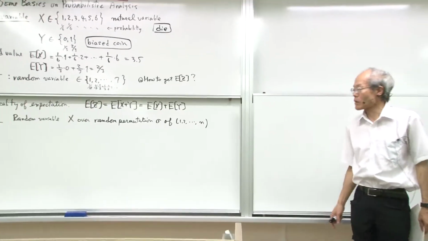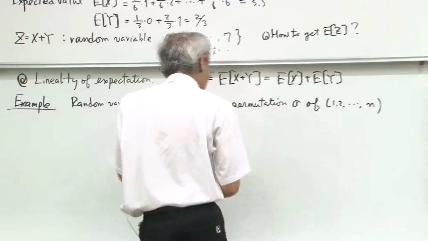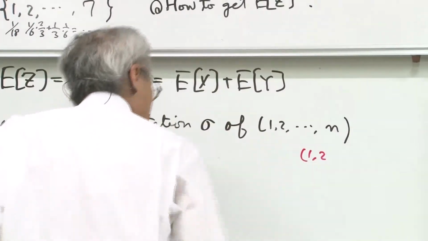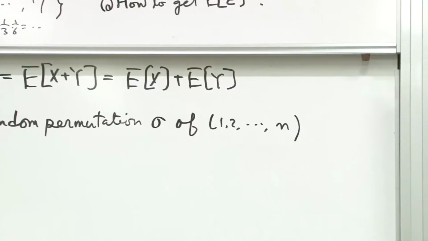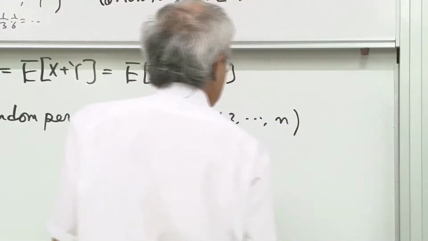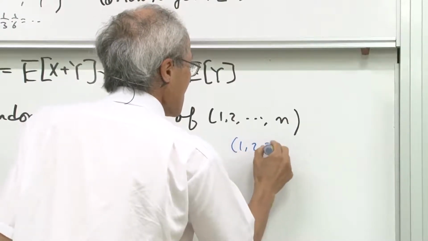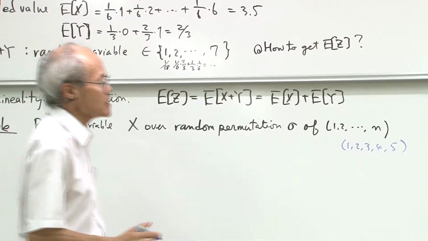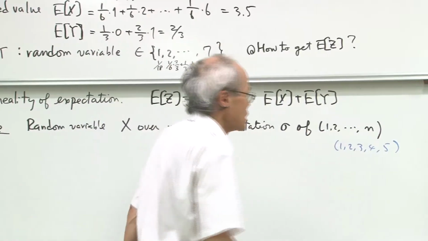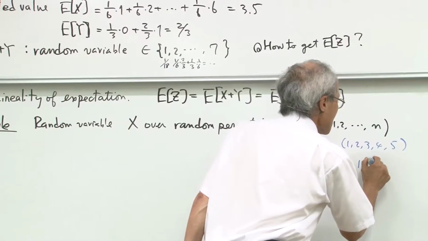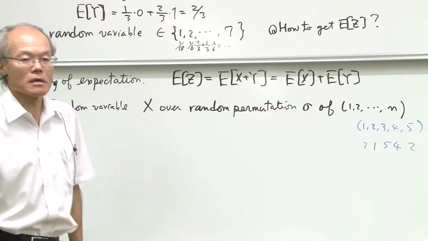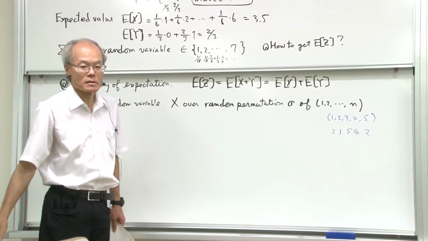Okay. We'll be thinking of a random permutation of 1 through n. What is a random permutation? For example, 1, 2, 3, 4, 5 is a basic number, and the permutation is just a permutation of these 5 numbers. So, for example, 3, 1, 5, 4, 2. Okay, 3, 1, 5, 4, 2. This is one permutation of these 5 numbers.